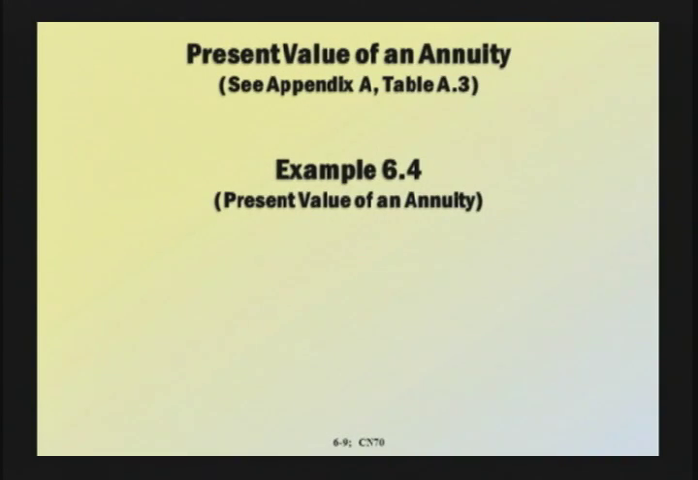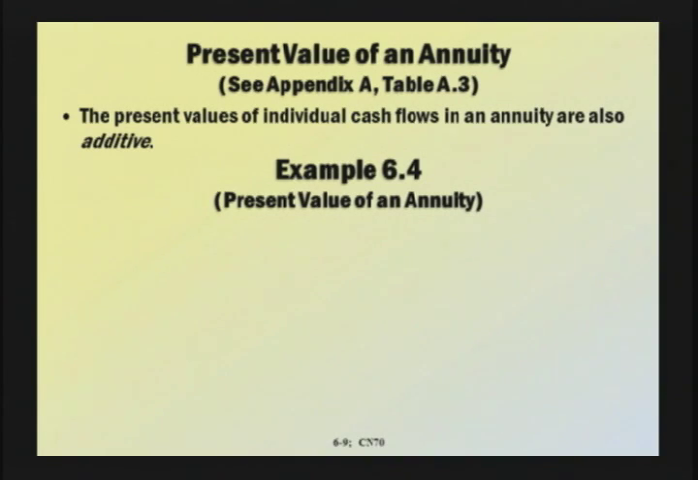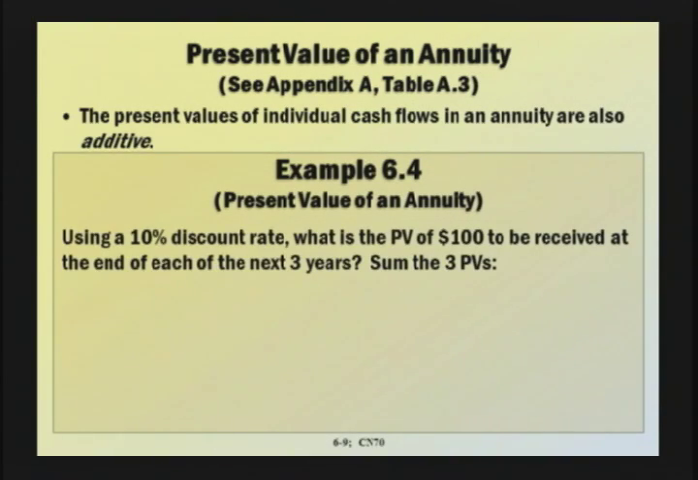Now let's look at the present value of an annuity. The present value of an annuity is the sum of the individual cash flows. So cash flows are additive whether we're talking about future values or present values. We're going to use a 10% discount rate initially. So this investment here is going to provide $100 to be received at the end of each year for the next 3 years. And we want to know what that investment is worth if the appropriate discount rate is 10%. Well, with present values being additive, we just sum up the three individual present values.